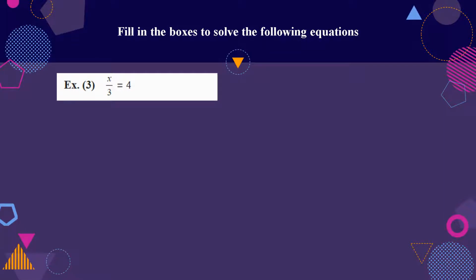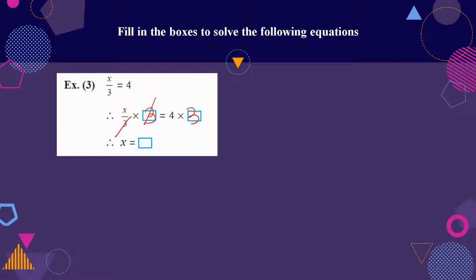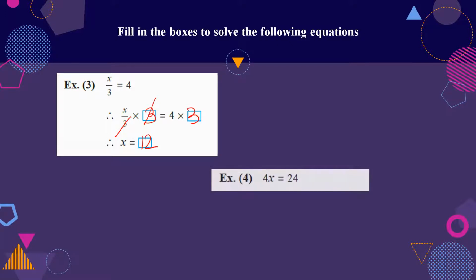Look at the third example. We have x upon 3 is equal to 4. So in order to find the value of x, we multiply both the sides by 3. On your left hand side, 3 from the denominator and 3 from the numerator will get cancelled, and you will have x is equal to 4 multiplied by 3, which is 12. So the value of x is 12.